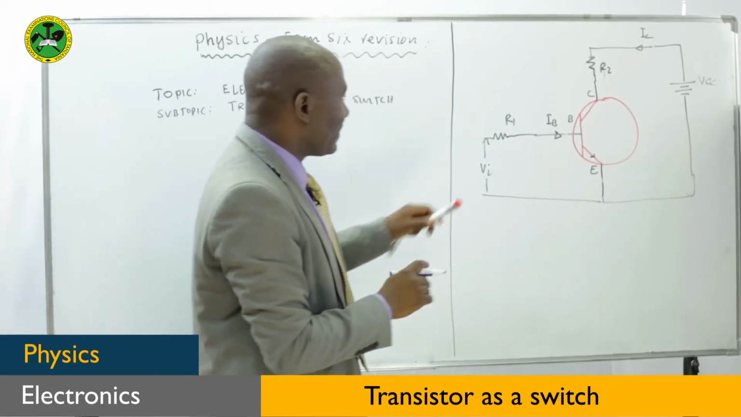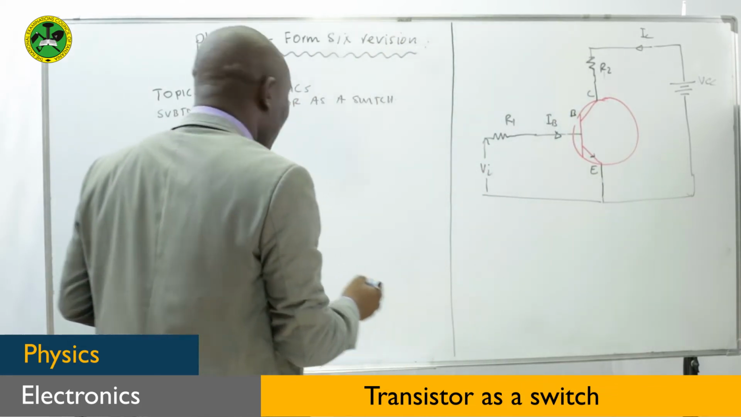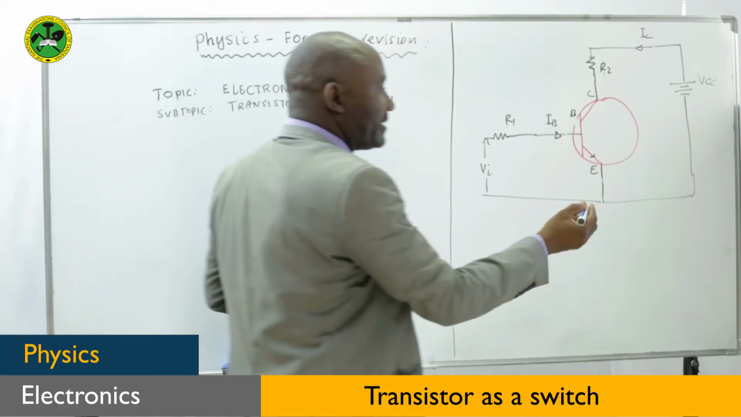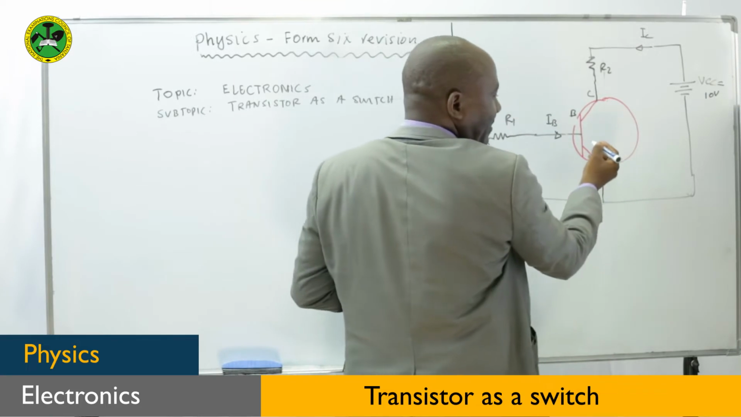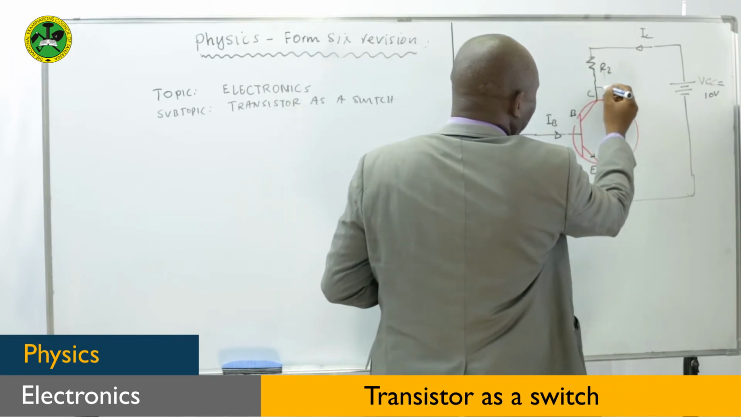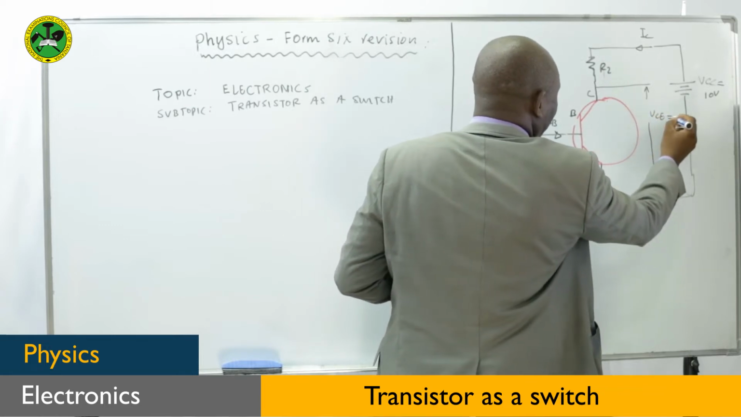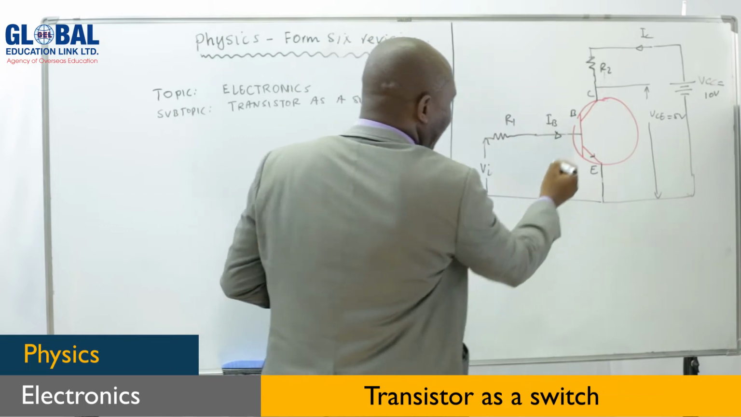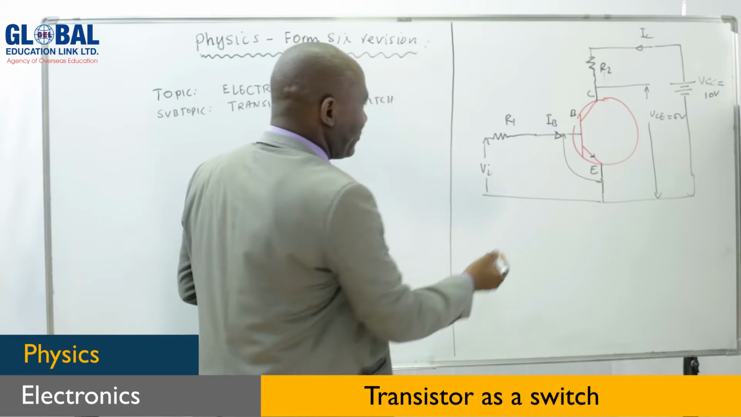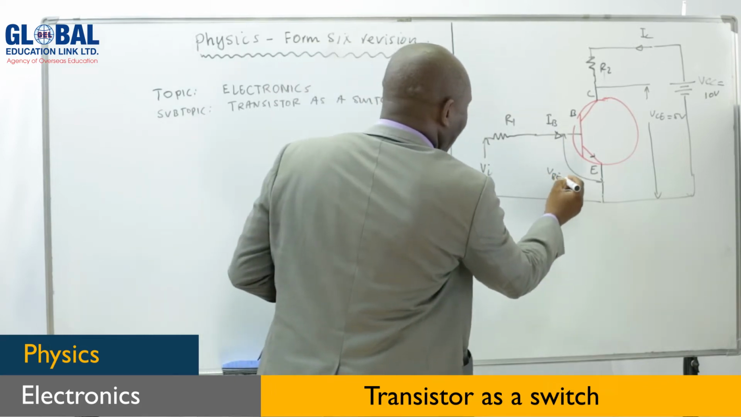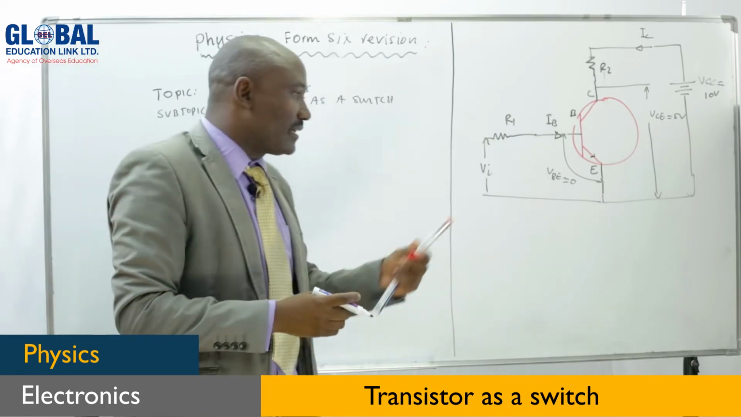You're supposed to have the complete values, which are provided in the information. We know that VCC is equal to 10 volts, and the voltage across this junction, VCE, equals 5 volts. And this voltage here, VBE, we are told to negate; it is approximately equal to 0, a very small value.